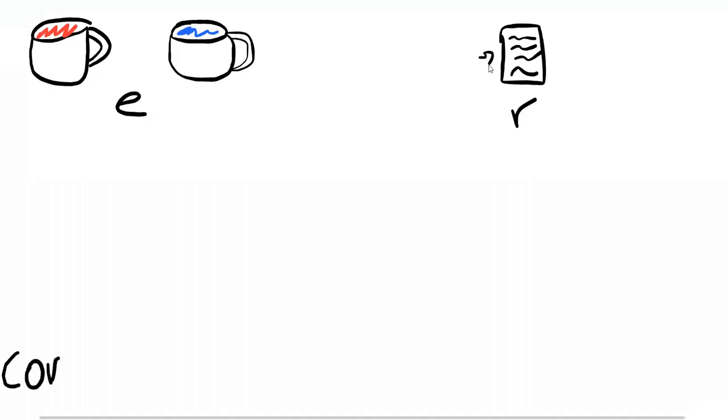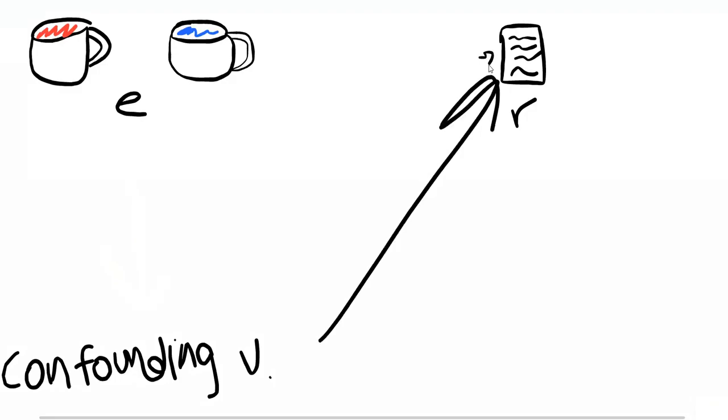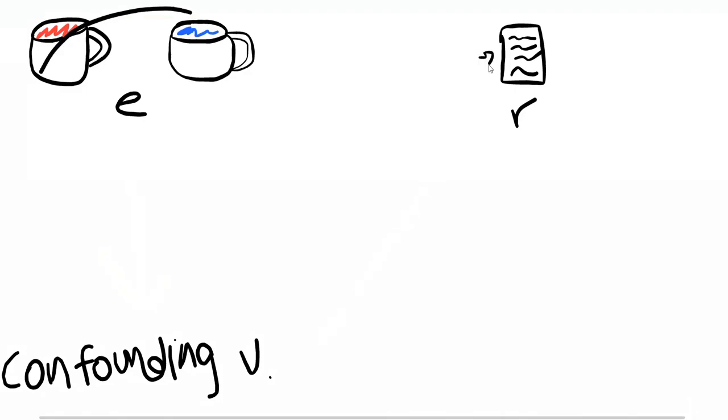But we have a problem. There's something that's called a confounding variable. Confounding variable, what is that? It's something that is basically like an explanatory variable. So it's something that also has an effect on the result.